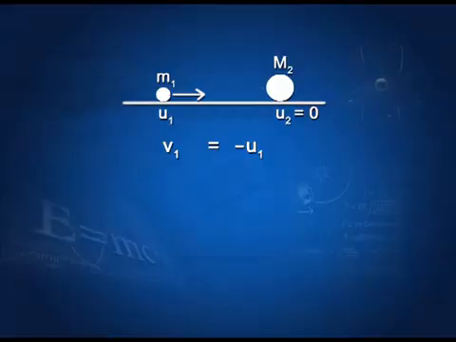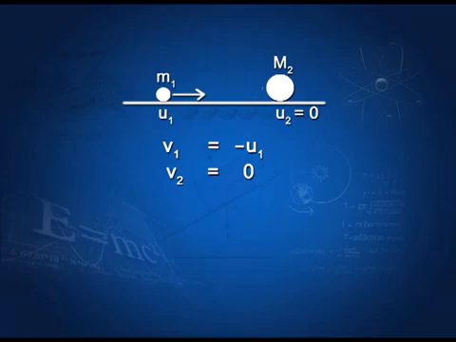On using our equations 7 and 8 from our previous lesson, we can predict the value of v1, which is minus u1, and v2, which is equal to 0, which means this remains stationary. This goes and strikes it and rebounds.